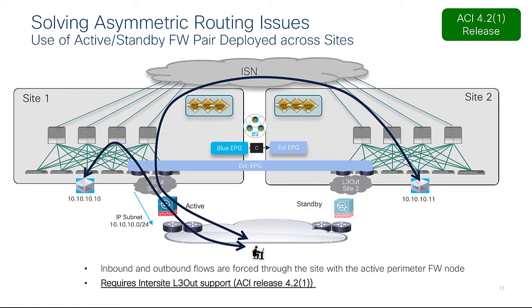But here another important point comes up, which is in order for the return packet from the blue EPG endpoint to be sent to the L3 out in site 1, we need to enable a functionality that has been released in ACI release 4.2.1, which is called Intersite L3 out. Before 4.2.1, this was not possible, and this model would not have worked because site 2 endpoints could not use the L3 out deployed in a remote site.